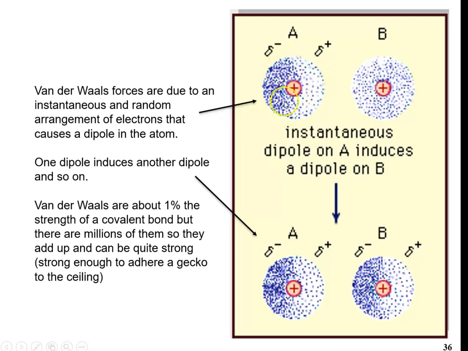Here's atom number 1, or A. This is its nucleus, and this is the cloud of electrons orbiting it. At any given time, these electrons could be on one side of the atom more than the other, or they could be evenly distributed. It's really just random chance. So randomly, this atom becomes more negative here on this side. You can tell there's more electrons on this side, so there's a partial negativity over here. On the other hand, there's a partial positivity on this side because there are fewer electrons.